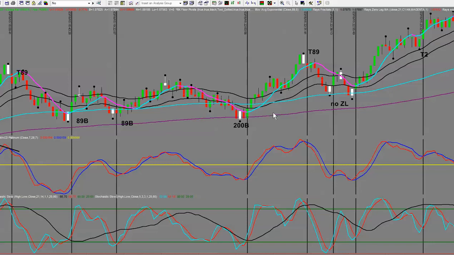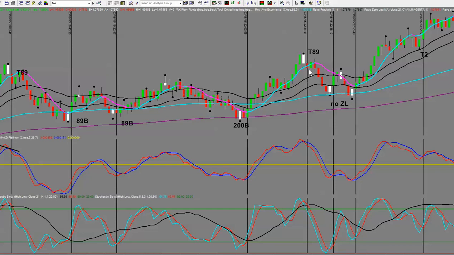The 200 is the 200 EMA. New traders, you will learn this. Be patient. Allow yourself 3 months to master this. Remember, every master was once an amateur. We all start somewhere. We had another beautiful T89.